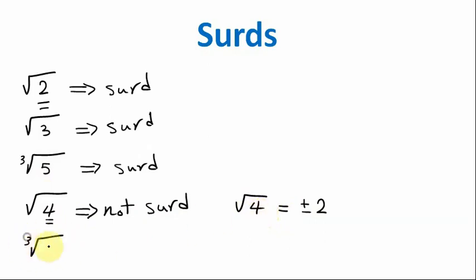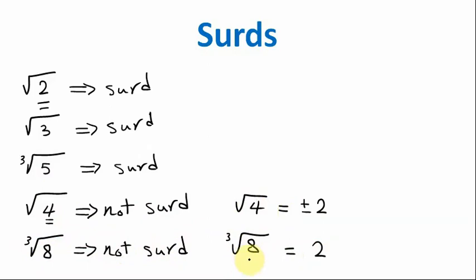More example, cube root of 8, also not a surd. Why? Because 8 is a perfect cube number. Because cube root of 8 will give me 2. And in any cube root, if we have a positive number inside, the answer will be positive. If we have a negative number inside, the answer will be negative. Okay.